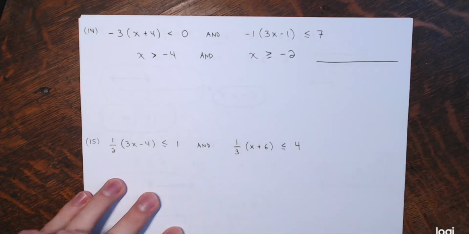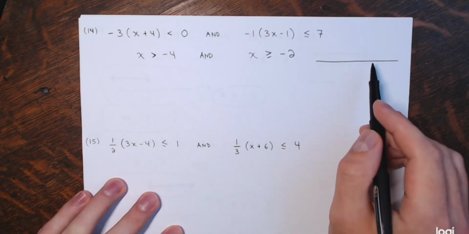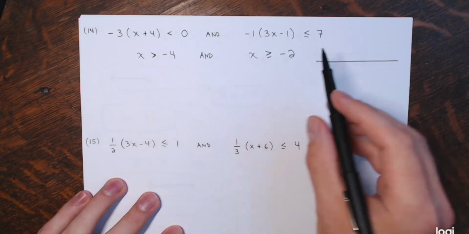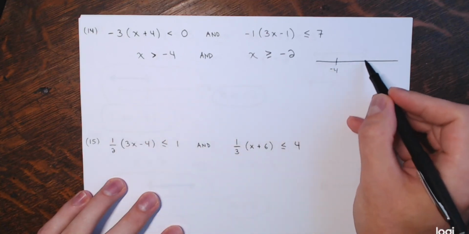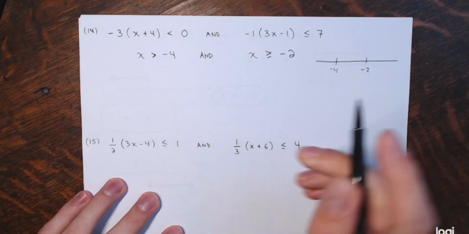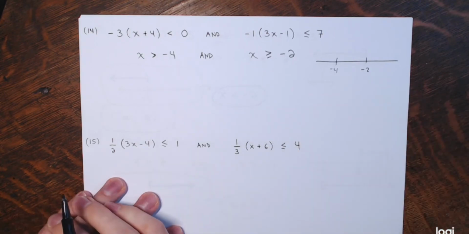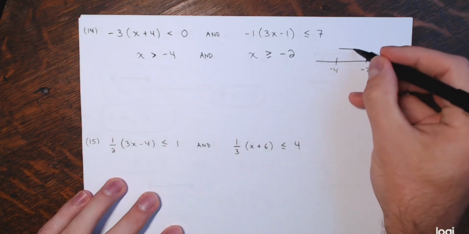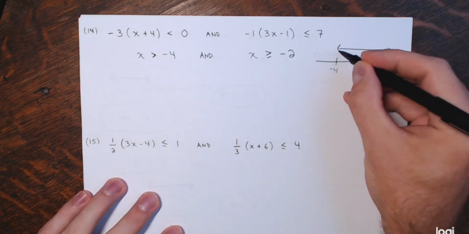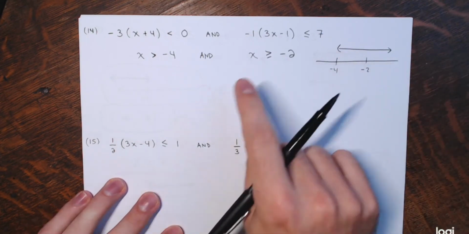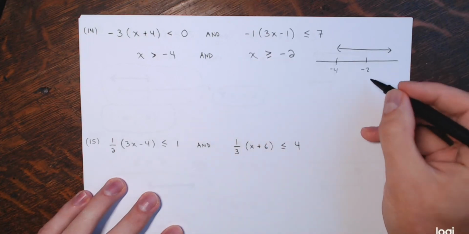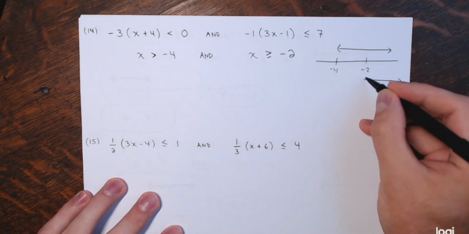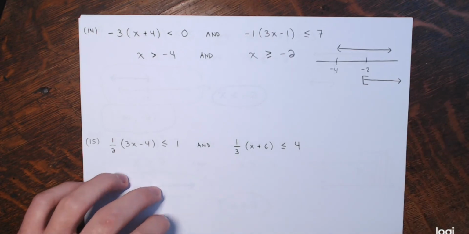Again, let's see if we can boil it down, make it simpler. I'm going to make a rough graph off to the side. Now the numbers mentioned are -4 and -2. And -4 should be to the left of -2. X is greater than -4, that'd be this picture. I'll put that on top. X is greater than or equal to -2, that's this picture. And I'll put that on the bottom with a bracket.